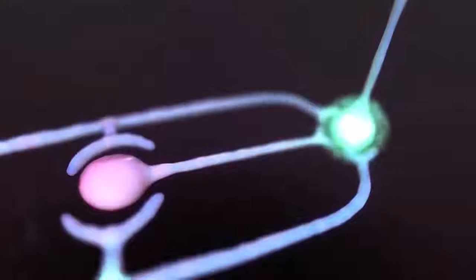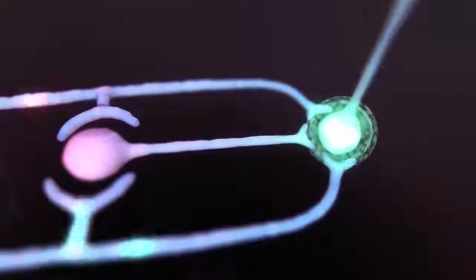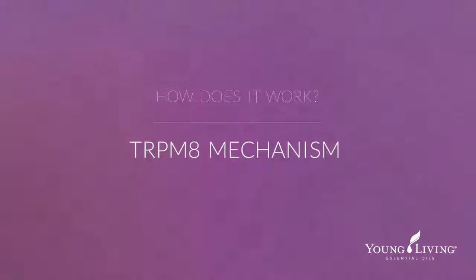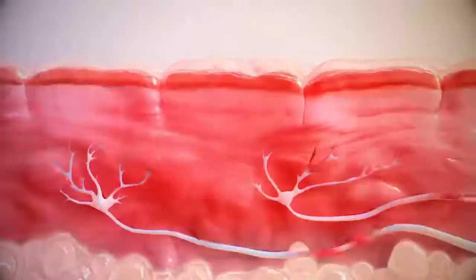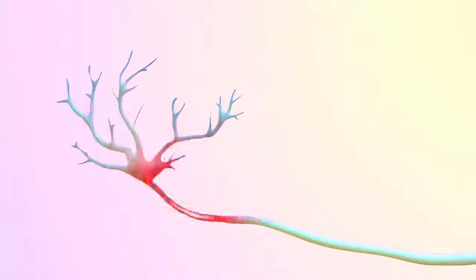This mechanism disrupts the transmission of pain signals, blocking them from traveling to the brain. The second mechanism of action involves the triggering of cold-sensing TRPM8 receptors. As pain-sensing nerves are activated, an electrical signal is generated. This signal travels through the nervous system to the brain.